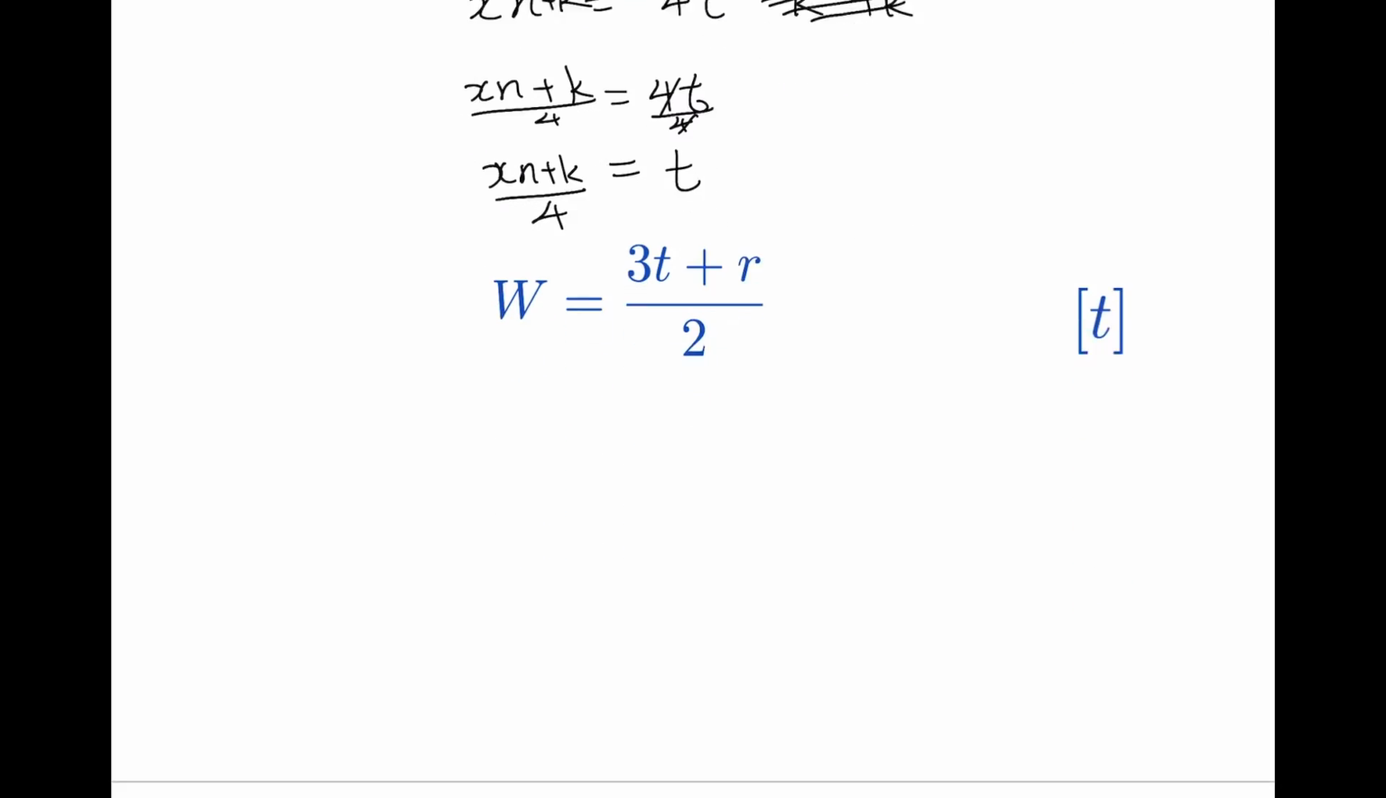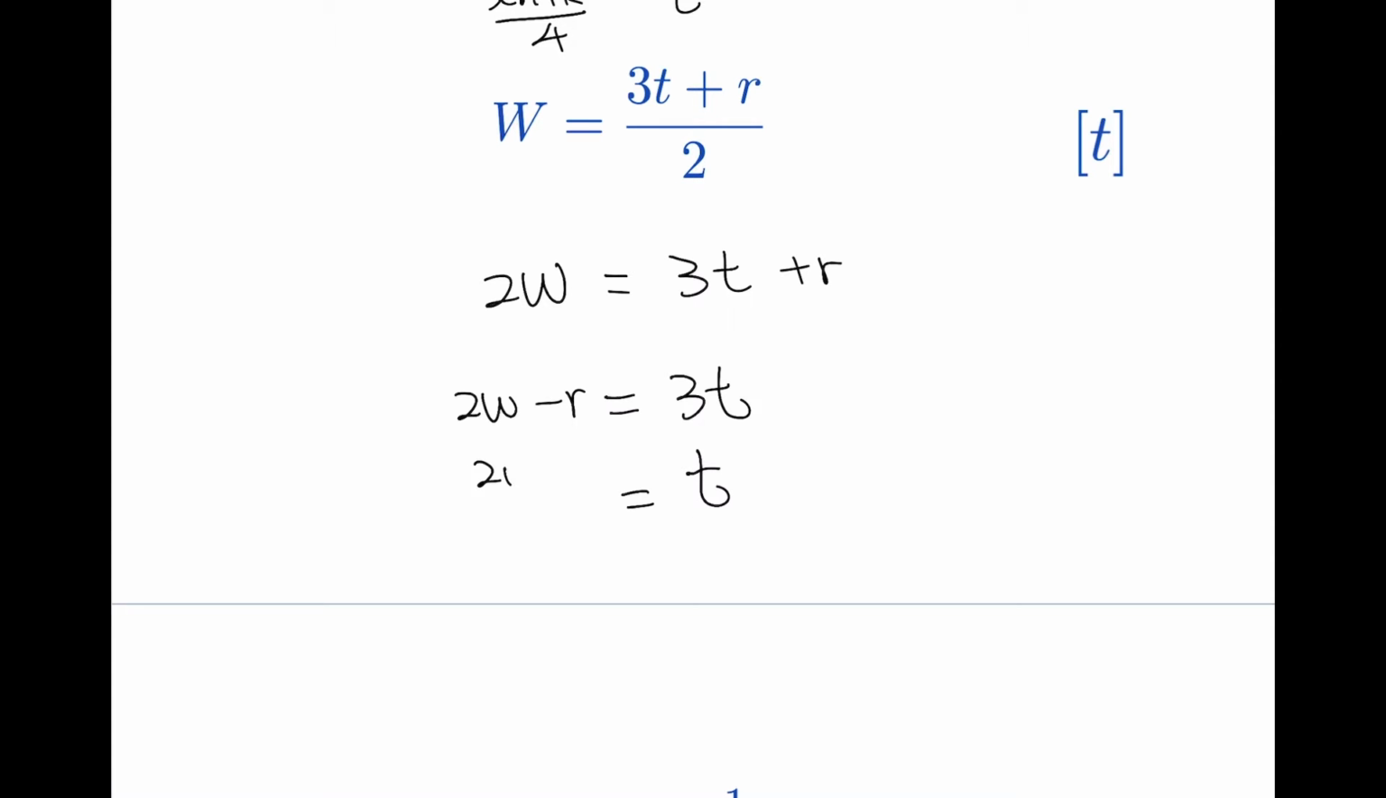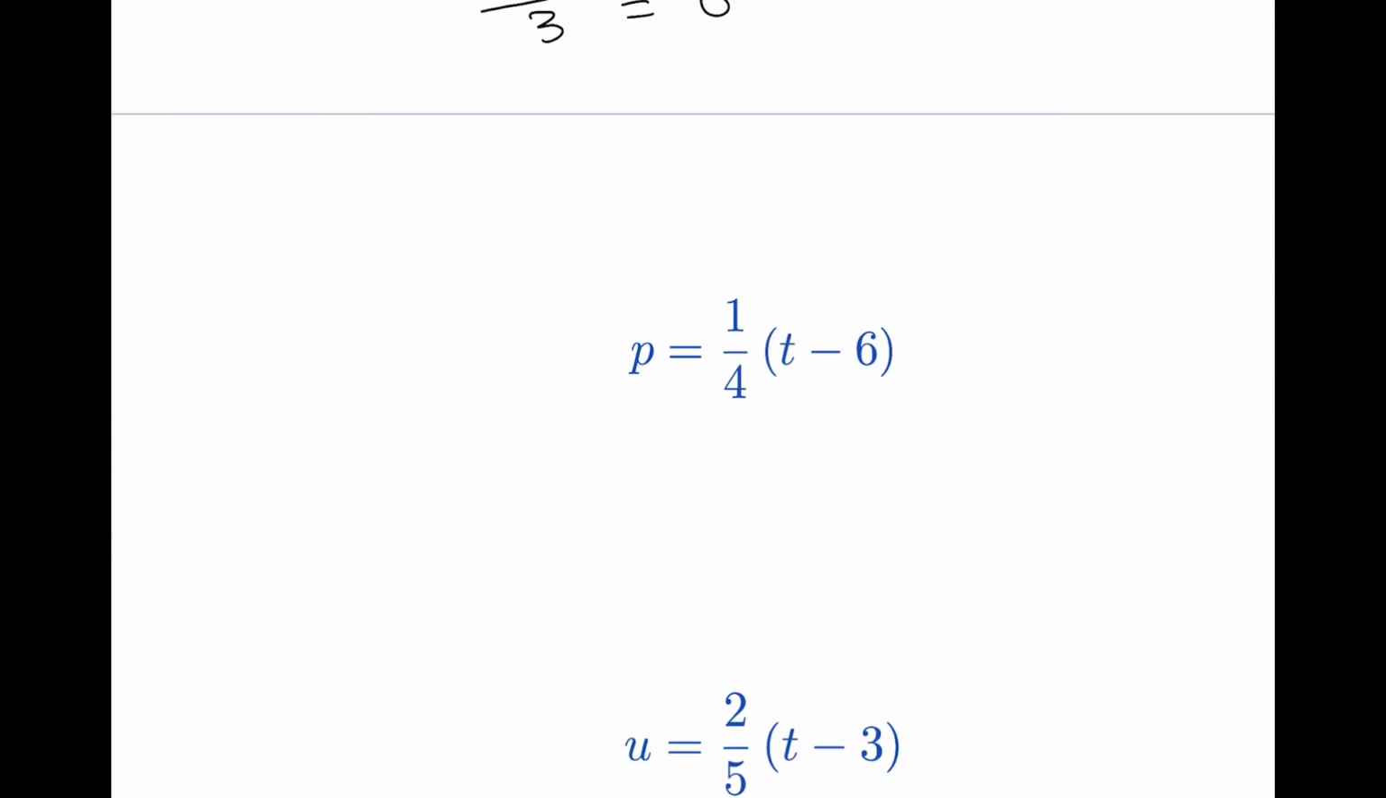Cool. Move on. Similar question. You deal with 2 first, and then r, and then 3. So 2w equals 3t plus r. I'll be faster now. Okay, so just move r to the other side. It will be minus, and then you also don't need the 3, so you divide on the other side because it was multiplied earlier.